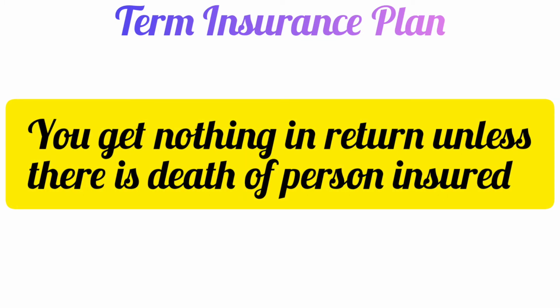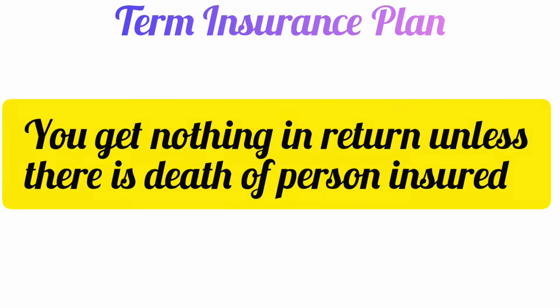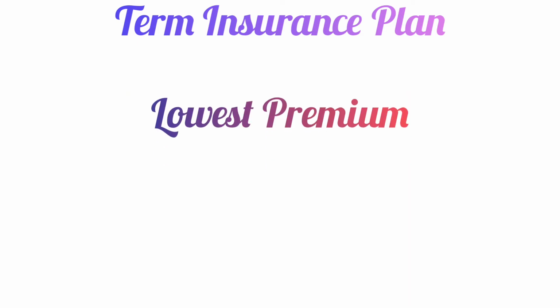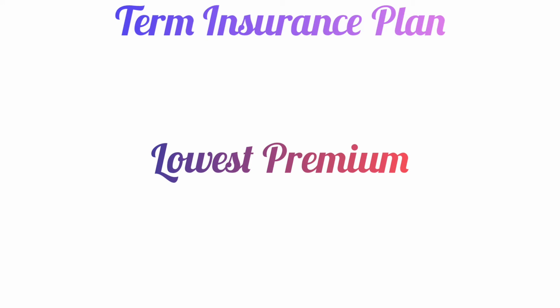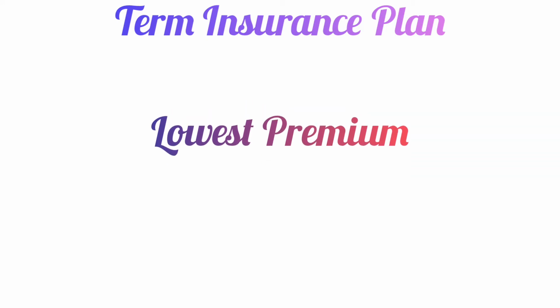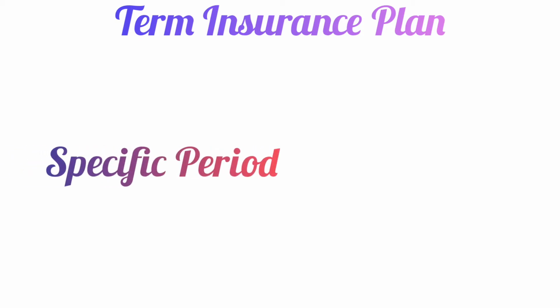In other words, you don't get anything in return under the term plan unless there is death of the person insured. And that is the reason why term plans have lowest premium among all types of life insurance policies. A term plan, like most other life insurance policy, has a specific period. You can buy it for a specific period like for 5 years, 10 years, 20 years, etc.